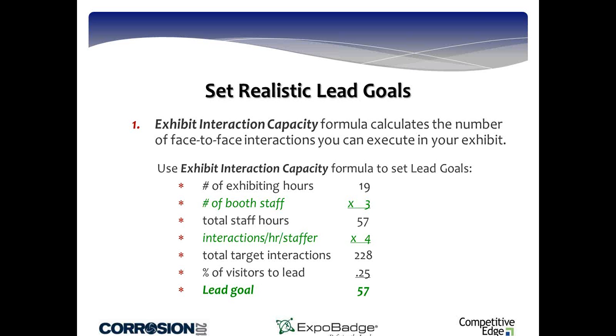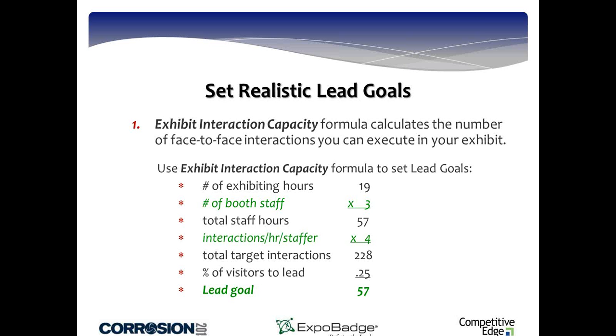Now, big question, the second variable in green. How many interactions per hour per staffer should you target or expect? Well, here's almost 30 years of experience working with hundreds and hundreds of companies in every industry you can imagine. 3 interactions per hour per staffer, conservative. 4 interactions per hour per staffer, moderate. 5 interactions per hour per staffer, aggressive.